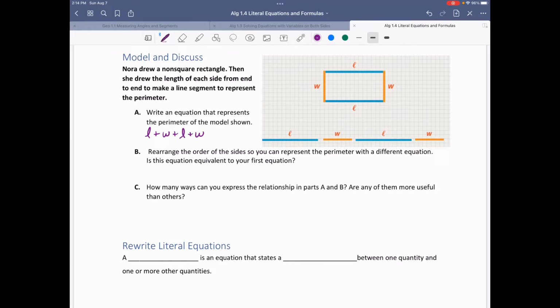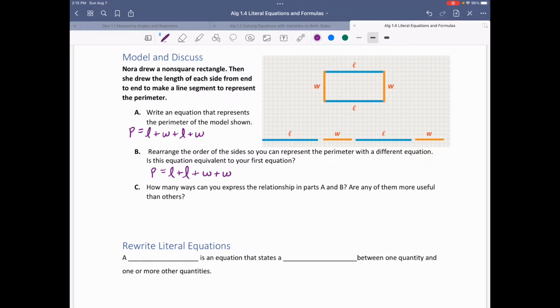And since it says equation, we need to have an equals, and we're going to use the letter P, or the variable P, for perimeter. For part B, it says rearrange the order of the sides so you can represent the perimeter with a different equation. So do you see how the length is blue and the width is orange? We could put the lengths together, so we could have length plus length plus width plus width, and that would be equal to the perimeter.